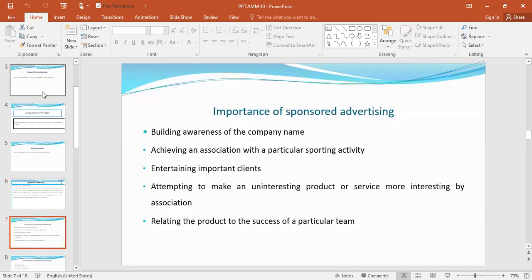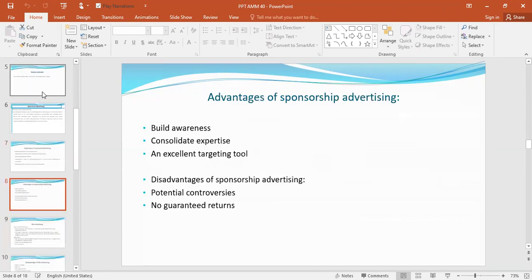Now, let us know the importance of sponsored advertising. The first importance is it helps in building awareness of the company name. Secondly, it helps in achieving an association with a particular sporting activity. Third is it helps in entertaining important clients. Next is it helps in attempting to make an uninteresting product or service more interesting by association. Lastly, it helps in relating the product to the success of a particular team.